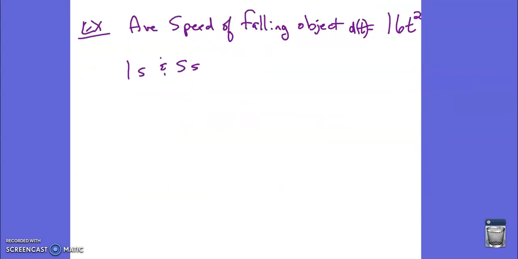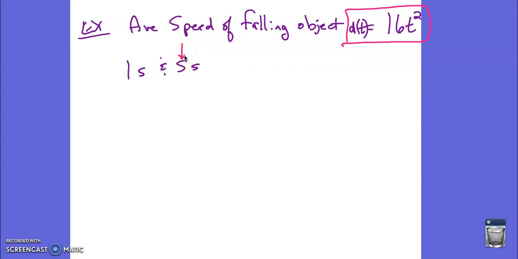All right, again, here's the average speed of a falling object using this function. And again, we could graph it if we wanted to. I just really want to know what's the average speed of the falling object between 1 second and 5 seconds. And yes, that's a 5.